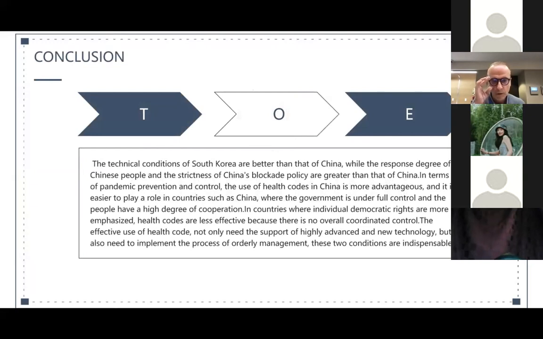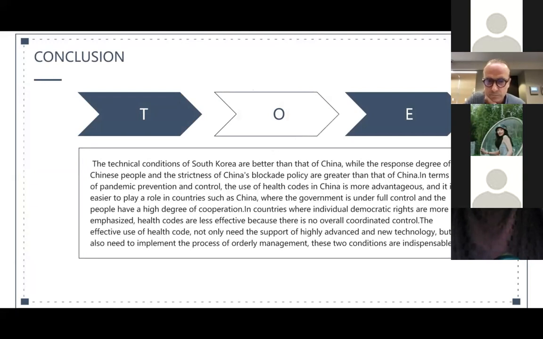The technical conditions of South Korea are better than that of China, while the response degree of Wuhan people and the strictness of the Wuhan lockdown policy are greater than that of Daegu. In terms of pandemic prevention and control, the use of health code in China is more advantageous.